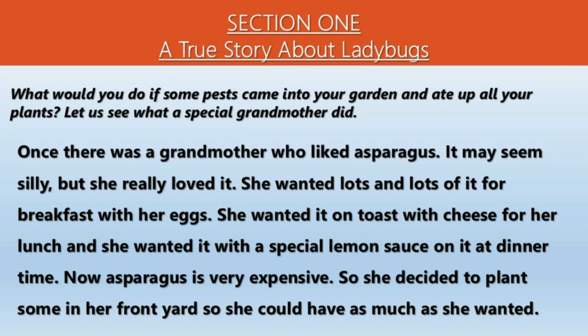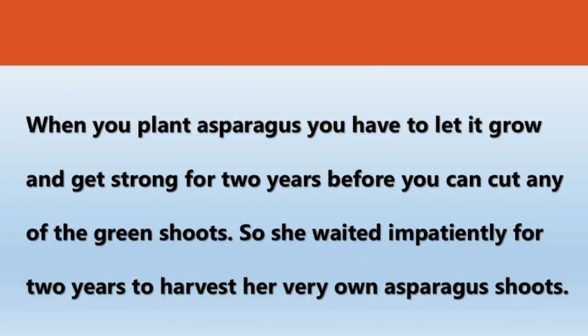She wanted it on toast with cheese for her lunch, and she wanted it with a special lemon sauce on it at dinner time. Now asparagus is very expensive, so she decided to plant some in her front yard so she could have as much as she wanted. When you plant asparagus, you have to let it grow and get strong for 2 years before you can cut any of the green shoots. So she waited impatiently for 2 years to harvest her very own asparagus shoots.